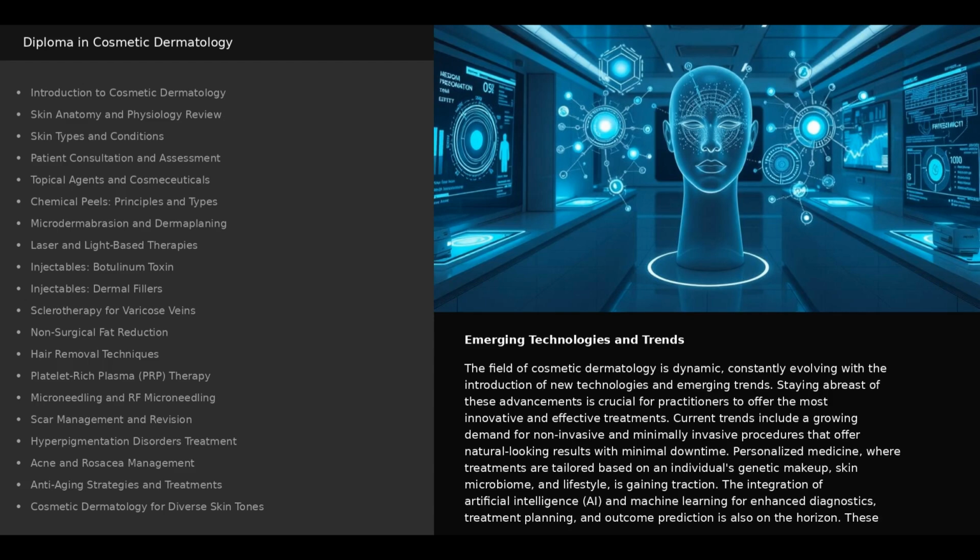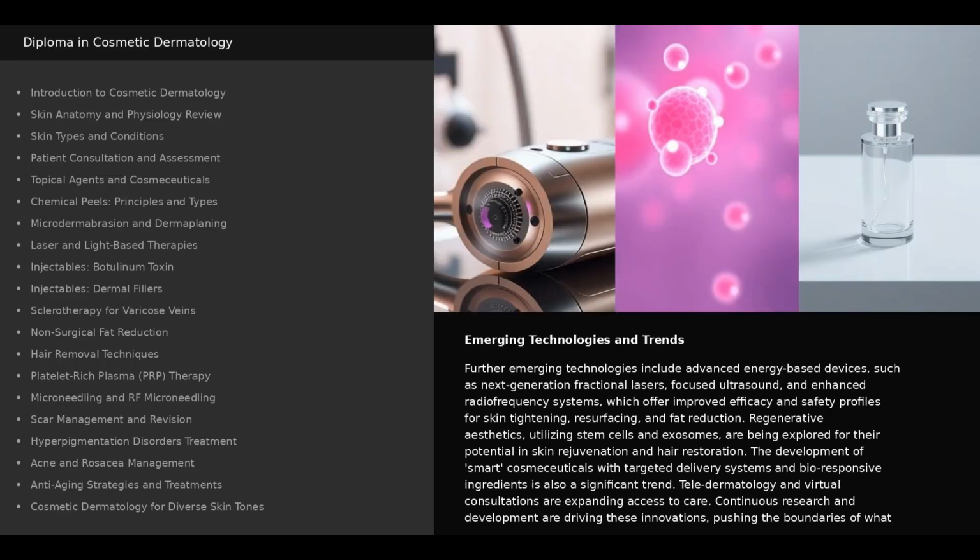The integration of artificial intelligence, AI, and machine learning for enhanced diagnostics, treatment planning, and outcome prediction is also on the horizon. These technologies promise to revolutionize how cosmetic dermatology is practiced, offering greater precision and customization. Further emerging technologies include advanced energy-based devices, such as next-generation fractional lasers, focused ultrasound, and enhanced radiofrequency systems, which offer improved efficacy and safety profiles for skin tightening, resurfacing, and fat reduction.